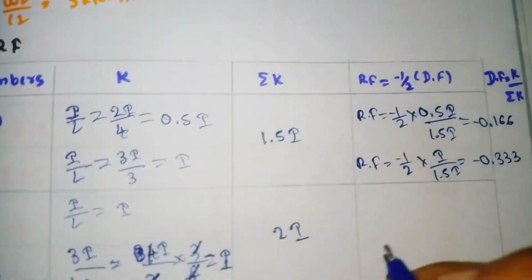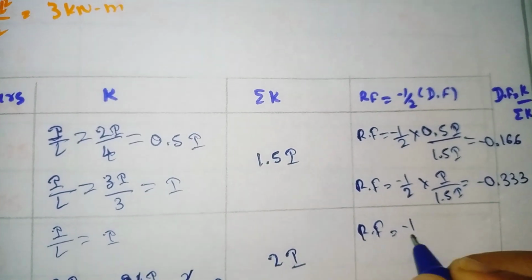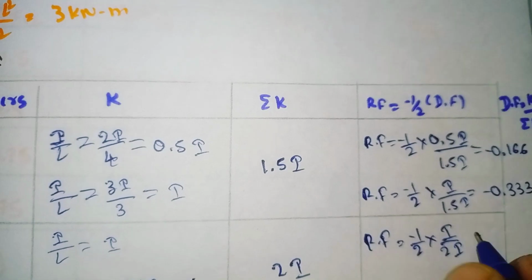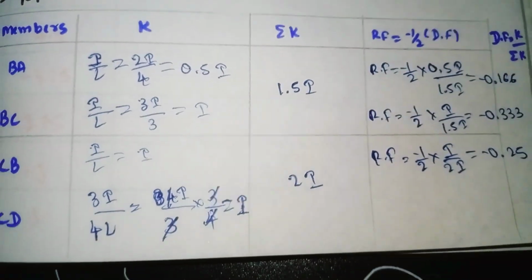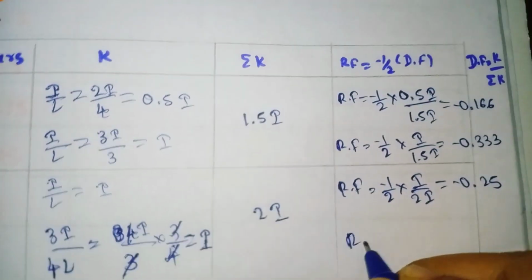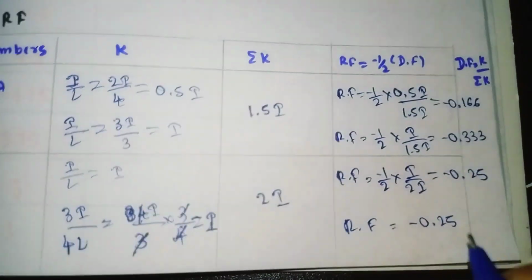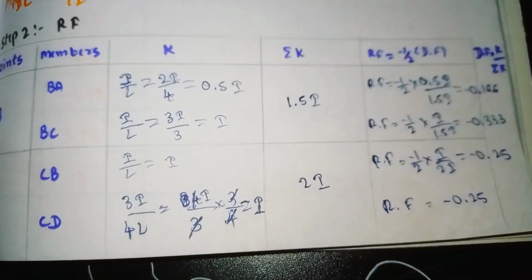Similarly for member CB, the rotation factor is equal to minus 1 divided by 2I divided by 2I. It will come out as minus 0.25. Similarly for this one, it will also come as minus 0.25. Both will come the same. This is how we need to find out the rotation factor.